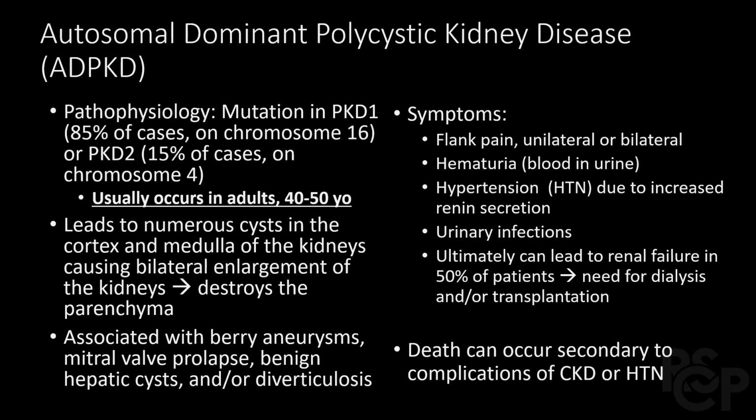This is associated with berry aneurysms, mitral valve prolapse, benign hepatic cysts, as well as diverticulosis. Some of the symptoms that patients may present with are flank pain that can be on one side or both sides, blood in the urine, hypertension due to increased renin secretion, and increased frequency of urinary infections. This can ultimately lead to renal failure in more than 50% of patients and require dialysis and/or transplantation down the line. Death can unfortunately occur secondary to complications of chronic kidney disease or uncontrolled hypertension.